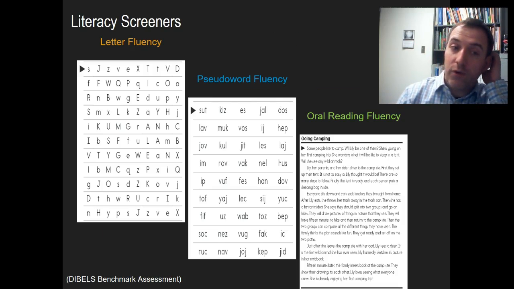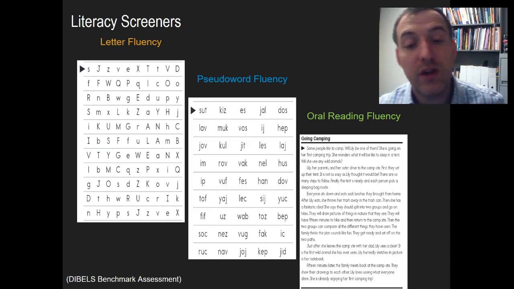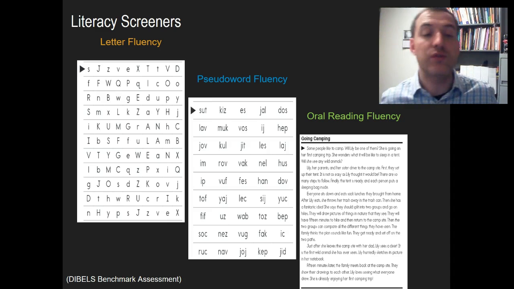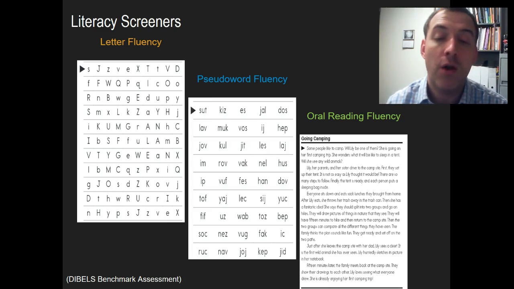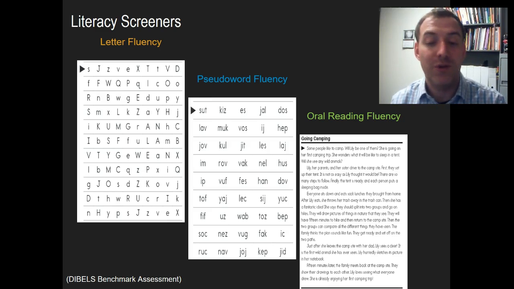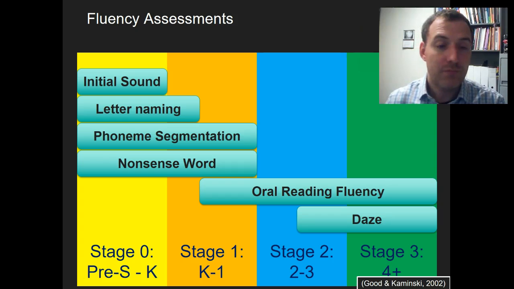And so, therefore, we need some screeners. We need some screeners to start to identify where students are at, as well as we can use these screeners in what we call progress monitoring to monitor a student's progress as a skill develops. And because skills are developing at a different rate, we need different screeners based on where those students are.